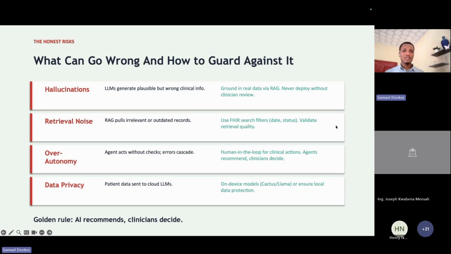There's over-autonomy: it can actually act without checks. For example, if you give an agent permission, especially since this is healthcare, to modify patient data and all that, that level of autonomy could sometimes bring problems. So it's very, very key to always have a human in the loop. The agent or AI does the first step and then the human reviews.